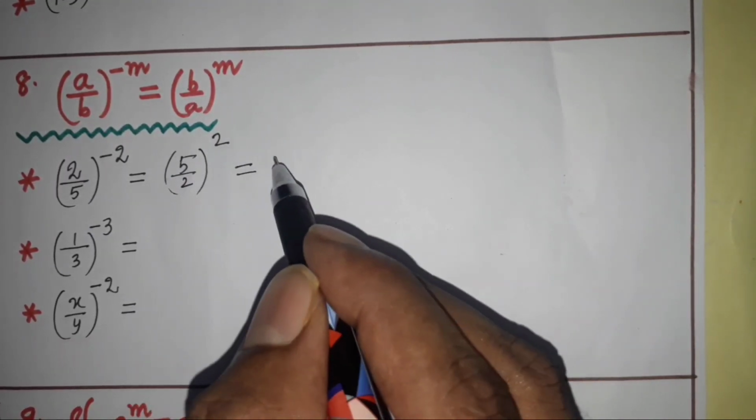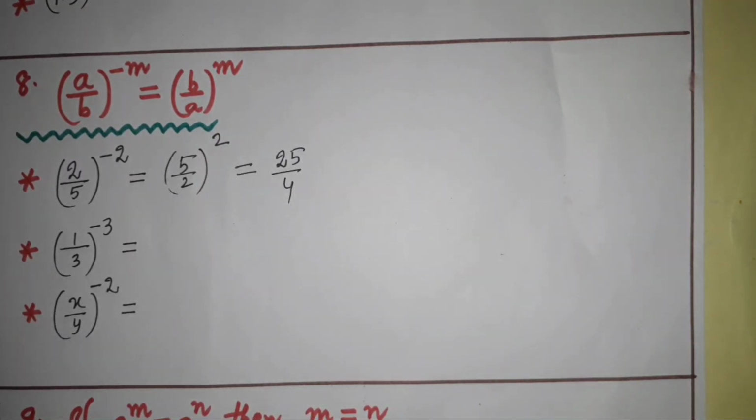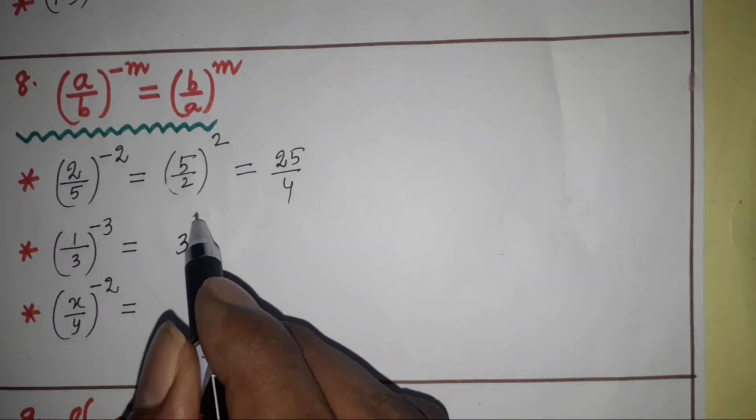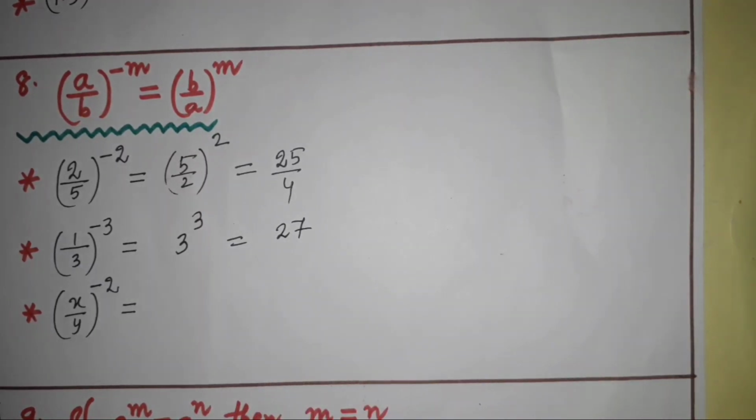That value becomes 5 square is 25, 2 square is 4. You can say that. (1 by 3) whole power minus 3 is nothing but 3 by 1. That means 3 power 3. That is equal to 27. (x by y) whole power minus 2. Here the reciprocal is (y by x) whole to the power of plus 2.